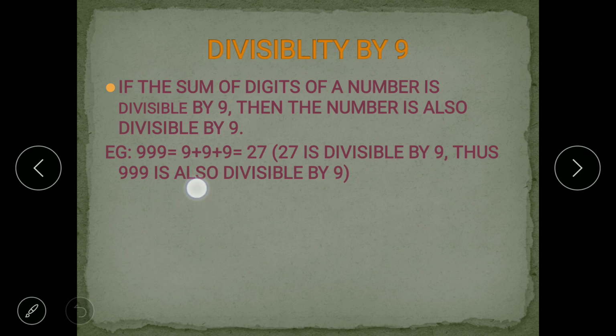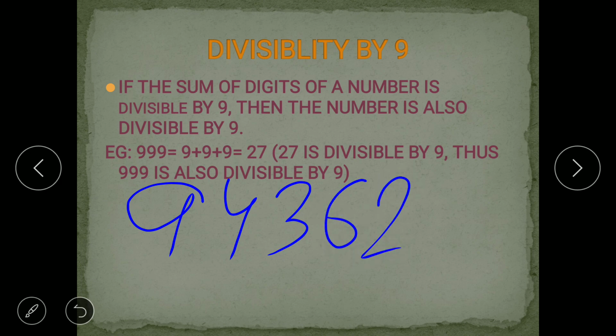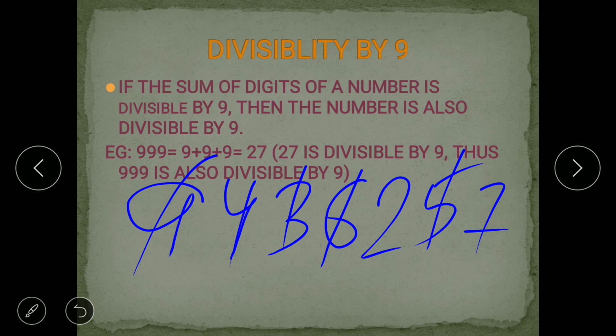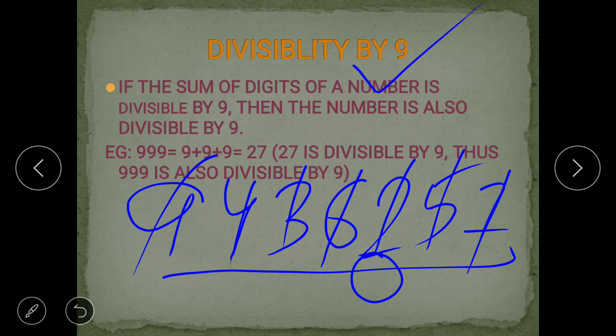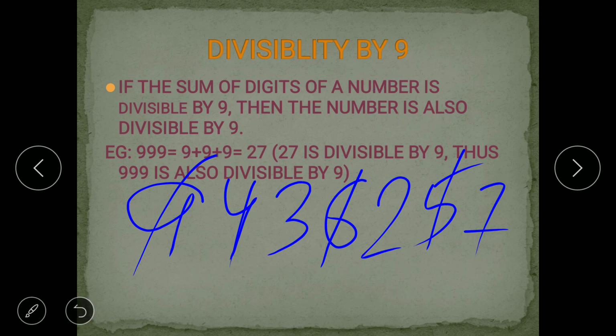Take another example. 9, 4, 3, 6, 2, 5, 7. What will we do? Either we can sum up the digits and then check the divisibility, or use this technique. Cancel 9. 5 and 4 will give you 9. Cancel 6 and 3, which give you 9. And 2 and 7 will also give you 9. So there is no remainder, that is the remainder is 0. Therefore this number is divisible by 9. Clear? I hope you understand this one.